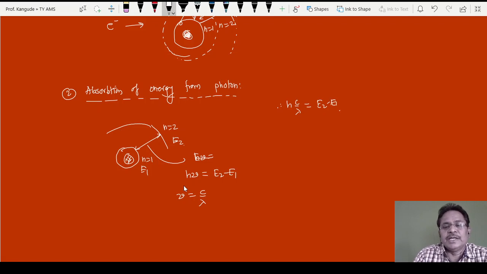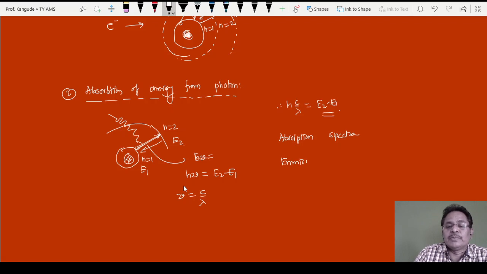So the wavelength of this radiation, or the energy of the photon, should be exactly equal to this. Then there is a chance that when a photon of this energy comes, it is absorbed and the electron goes into the higher state. This is called excitation, and whenever it comes back to the ground state, it is called de-excitation. In this process, two different types of spectra are possible. One is called absorption spectra and the second is called emission spectra.